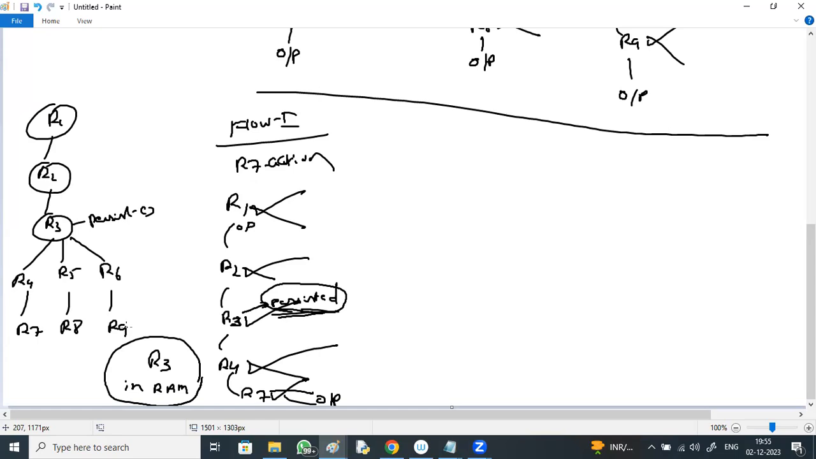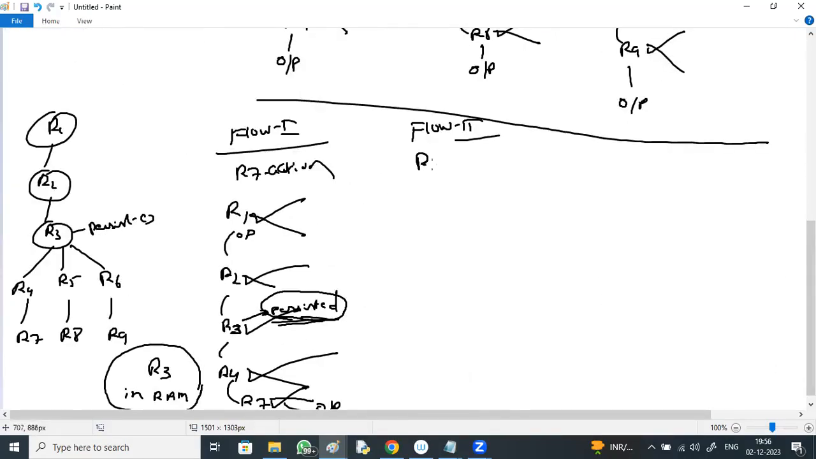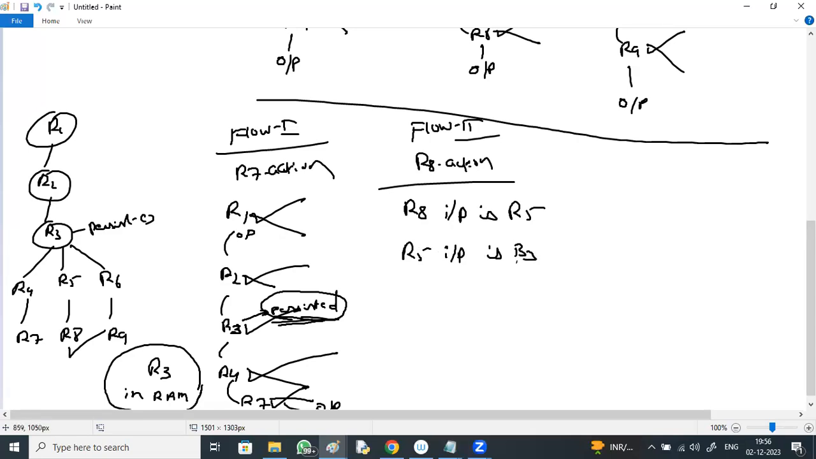Why are you making R3 persist? Observe flow 2. For flow 2, what do I need to say? R8.action. For R8, who should give the input? R8's input is R5. For R5, who has to give the input? R3, right?